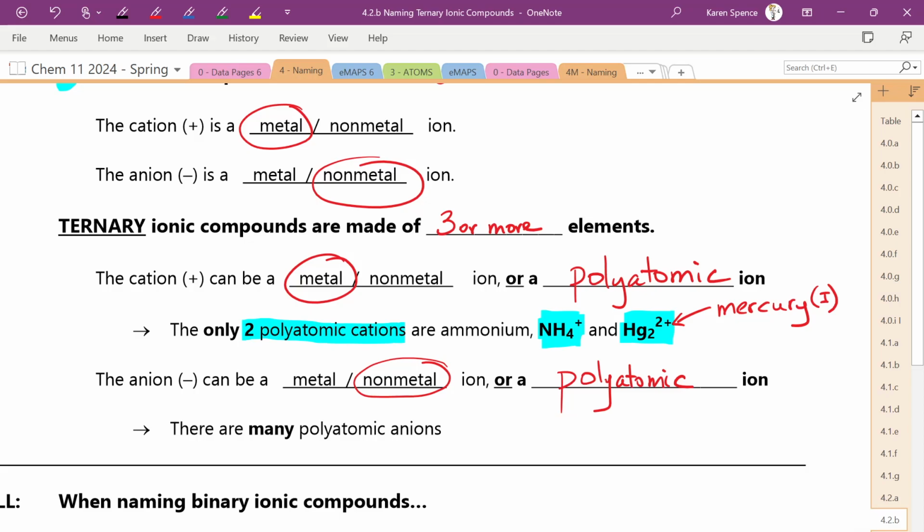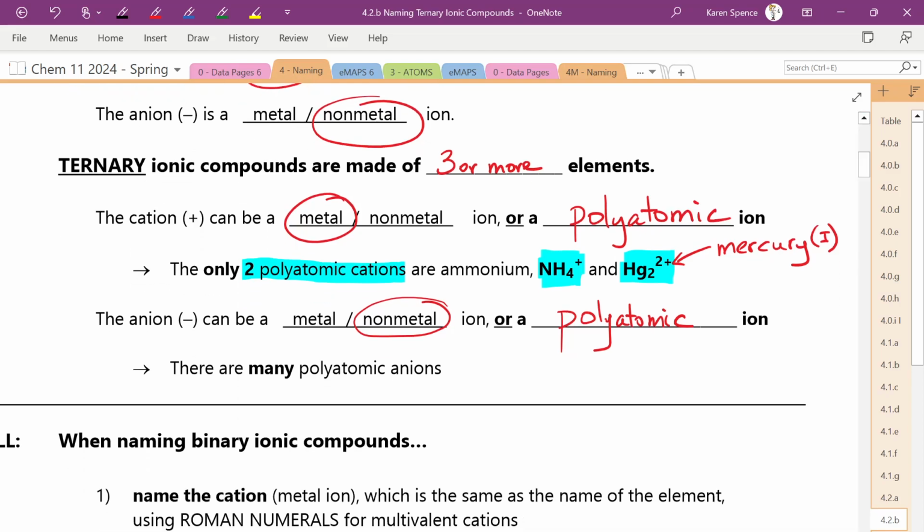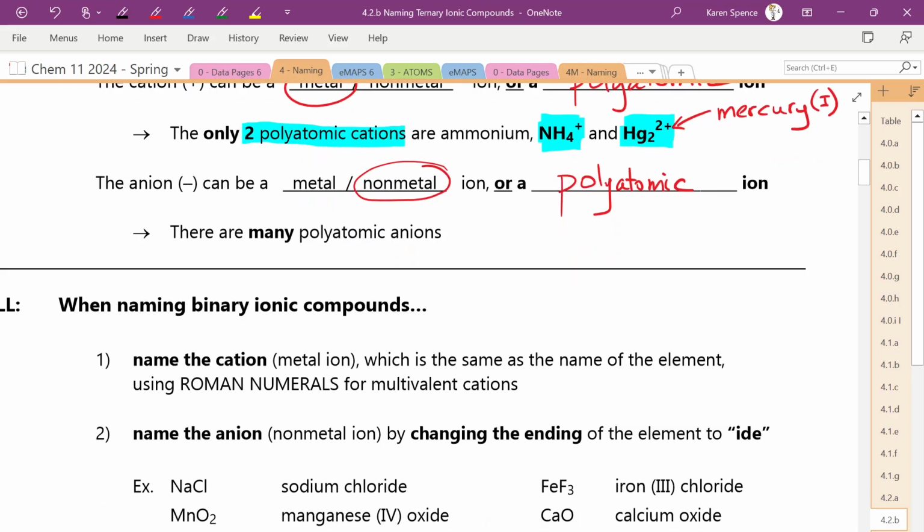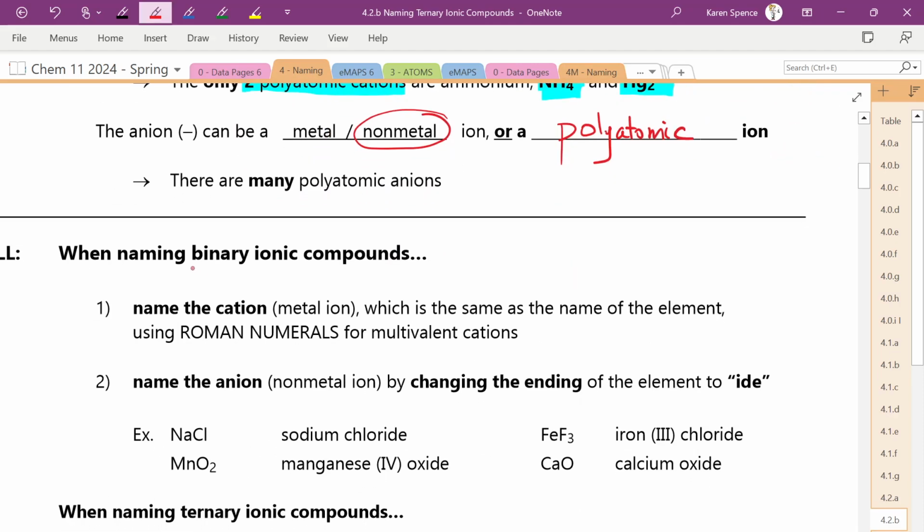So when it comes to naming these polyatomic anions, or actually these are for writing, these are the binary ones. Don't forget, when do you use a Roman numeral? What kind of element do we use Roman numerals for? Do we use them for metals or non-metals? We use them for metals, but only for metals that are multivalent.